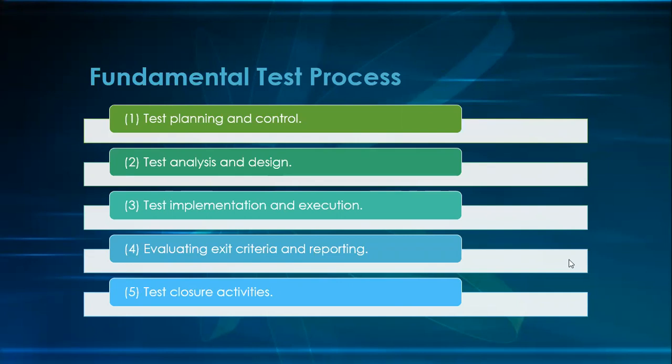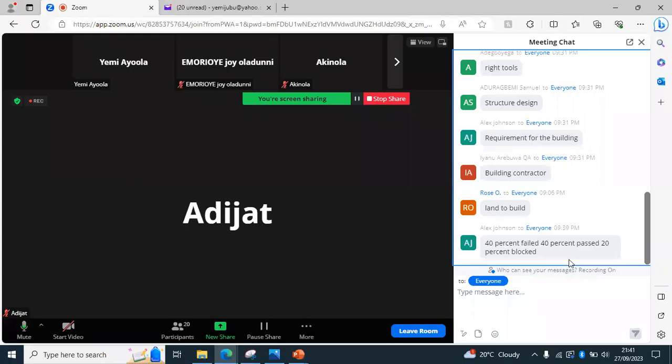That takes us to the fourth one, evaluating exit criteria and reporting. Another twin in this class. I gave you the first one. What's the first twin that I gave you? Someone should put it on the chat.